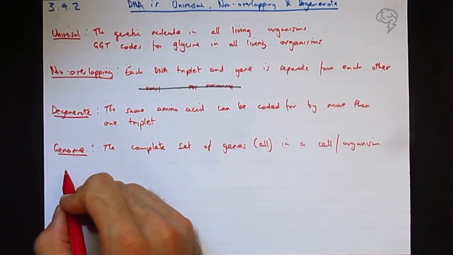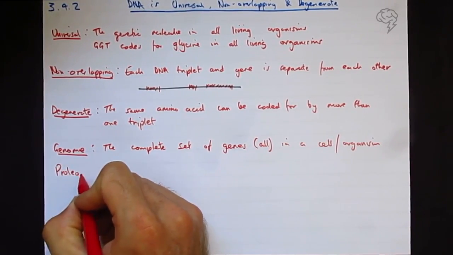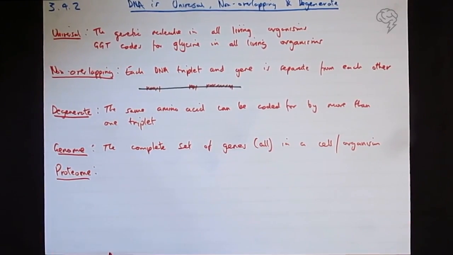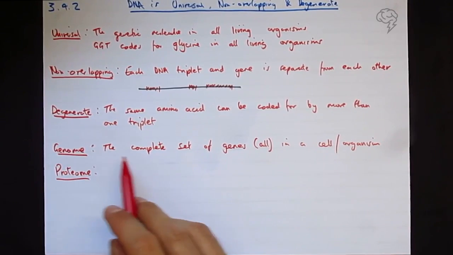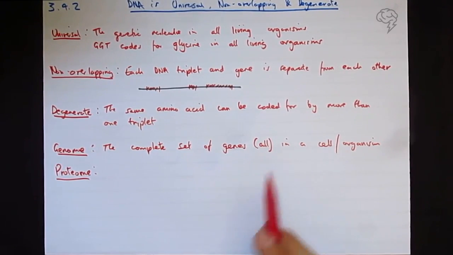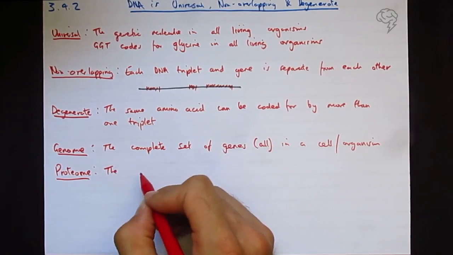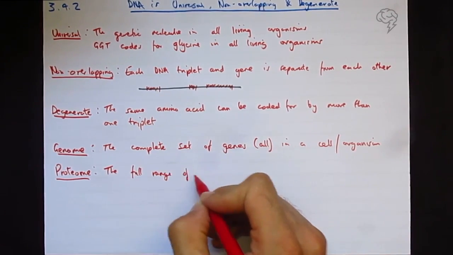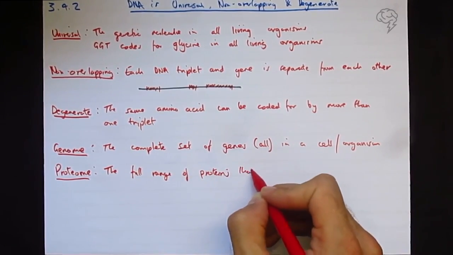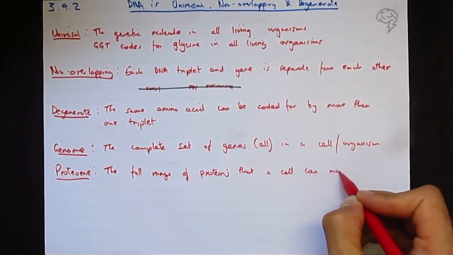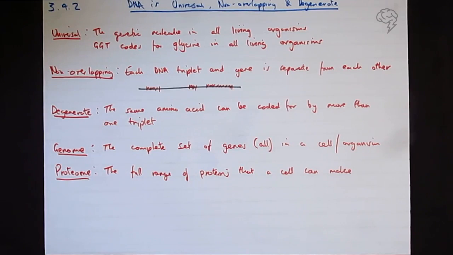And something you might not have heard about is the proteome. Well, the proteome is the full range of proteins that a cell can make. Obviously, the gene holds the code for making the proteins, and we're going to look at that next in protein synthesis. And the proteome is the complete range, the full range of proteins that a cell can make. So these are all going to be needed during the course of understanding these at the very least. Using them maybe a little bit less.